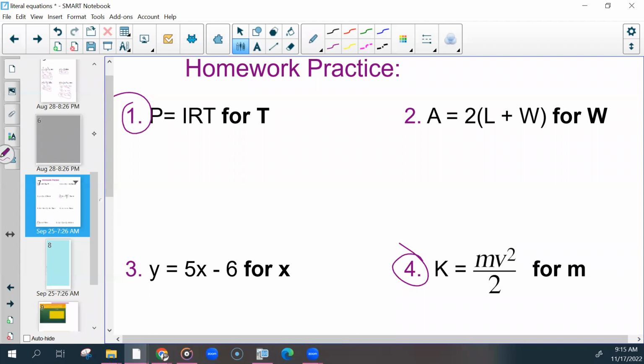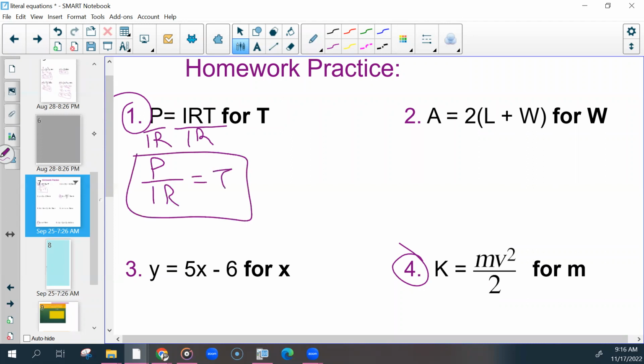Alright, so let's start with number 1. If we are trying to solve this for t, and all of these are multiplying, we're gonna undo this by dividing everything at the same time. So P over IR equals T. Questions on that one?